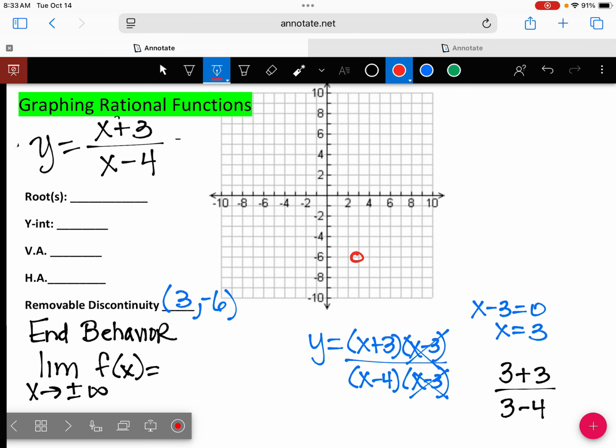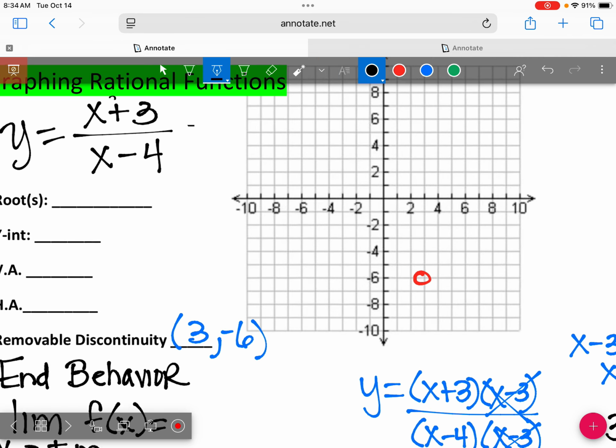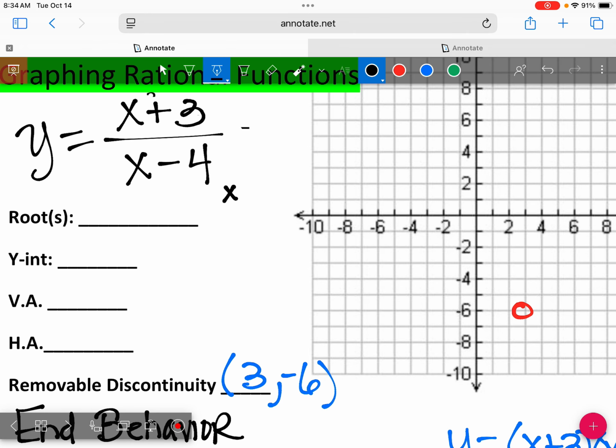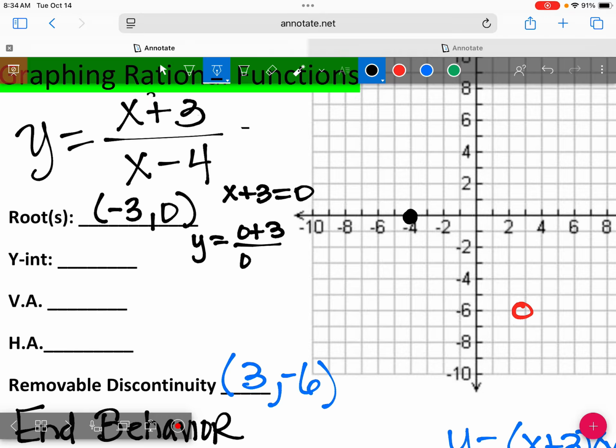So roots, this is not a special case. Look at the top, which is x plus 3. Set that equal to 0. And we get negative 3, 0. Put a point at negative 3. My y-intercept, that would be y equals 0 plus 3 over 0 minus 4, which is going to be negative 3/4. So I'm going to put a point here.